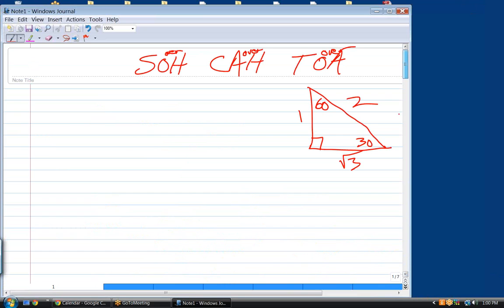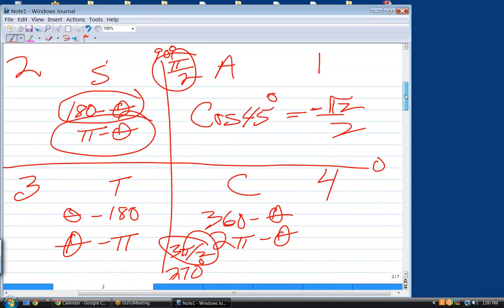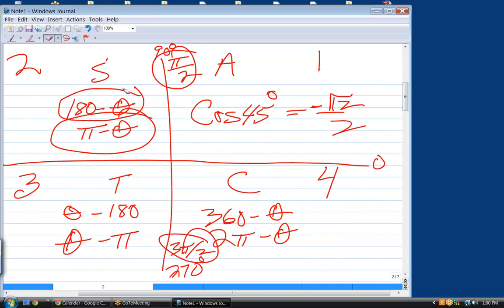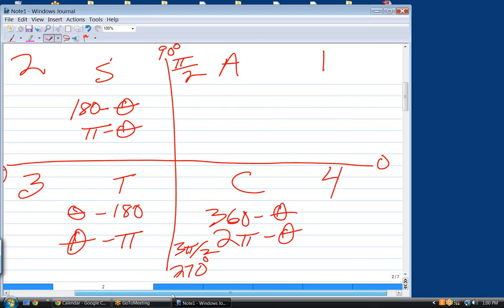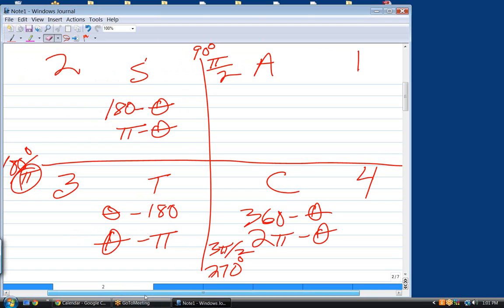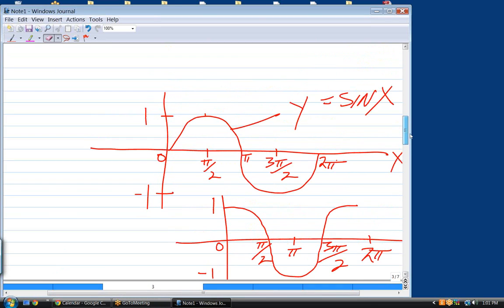You need to memorize everything on this page, including all 3 dimensions of these 2 special triangles. Not what I have circled, but everything. It's nice to know that 90 is the same as pi over 2, or that 180 is the same as pi. So memorize everything you see on this page. Memorize these 2, everything you see on this page.